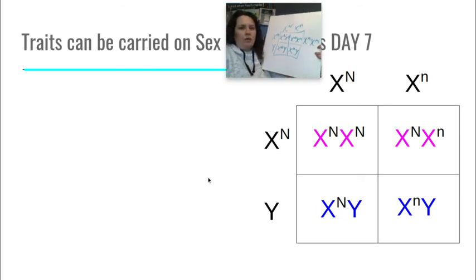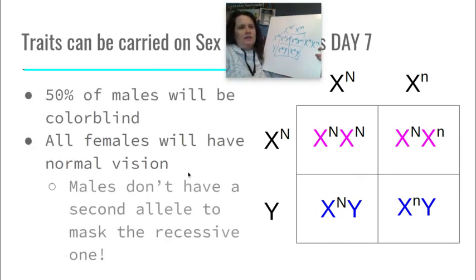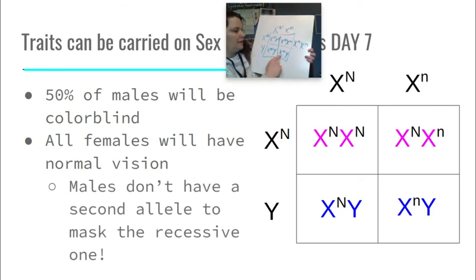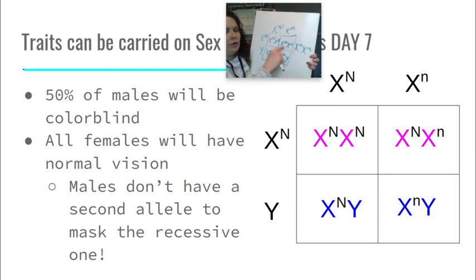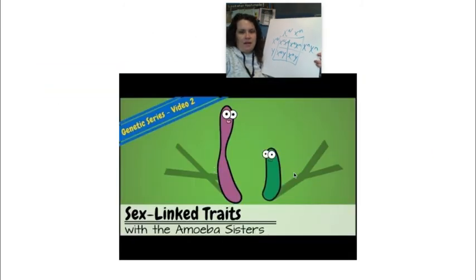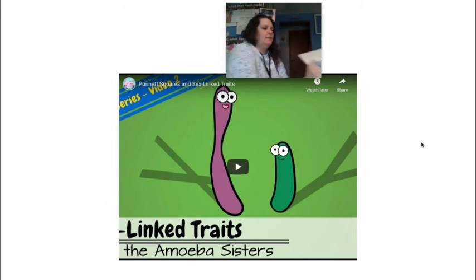Okay. So what does this all tell us? If we just look at the males, there's two of them. One out of the two for sure is going to be colorblind. So 50% of males will be colorblind. And if we just look at the two females, will they be colorblind? No, they won't. They will have normal vision. Males don't have a second allele to mask the recessive one, which we just talked about. So both of these females are going to have normal eye color. Just one out of the two will be a carrier. And you have a wonderful Amoeba Sisters video to watch.